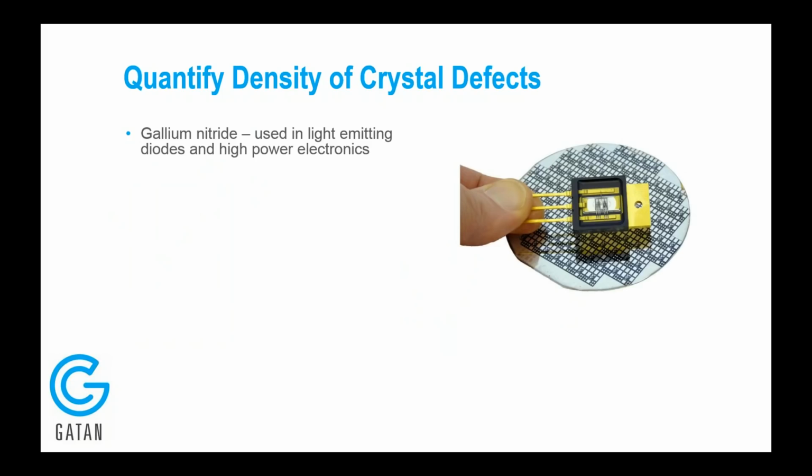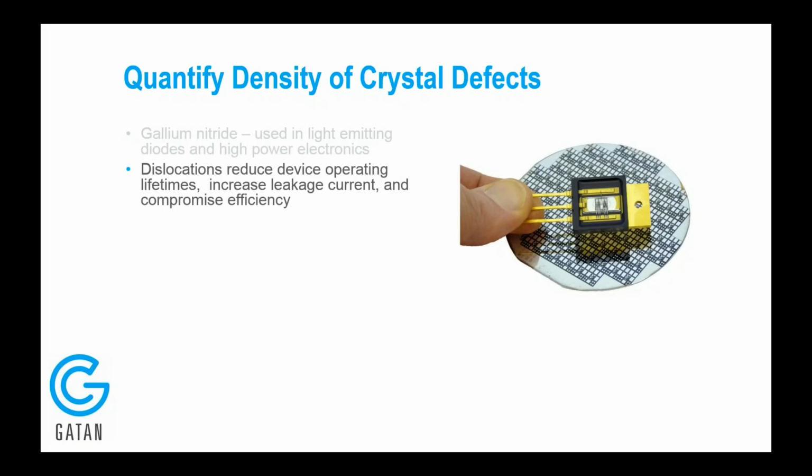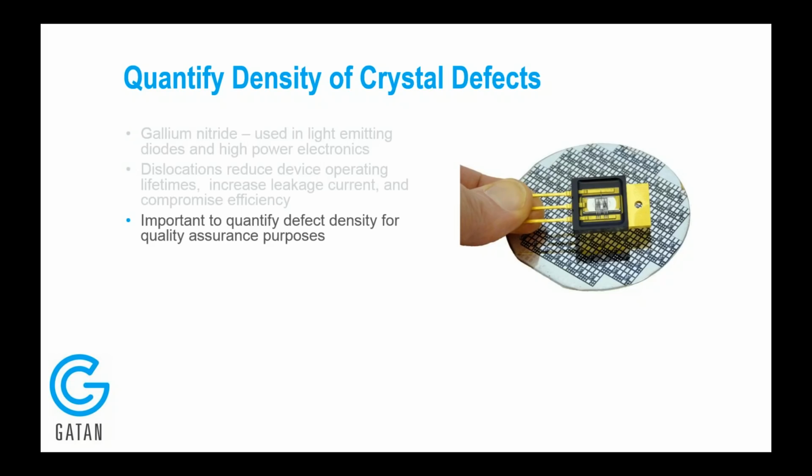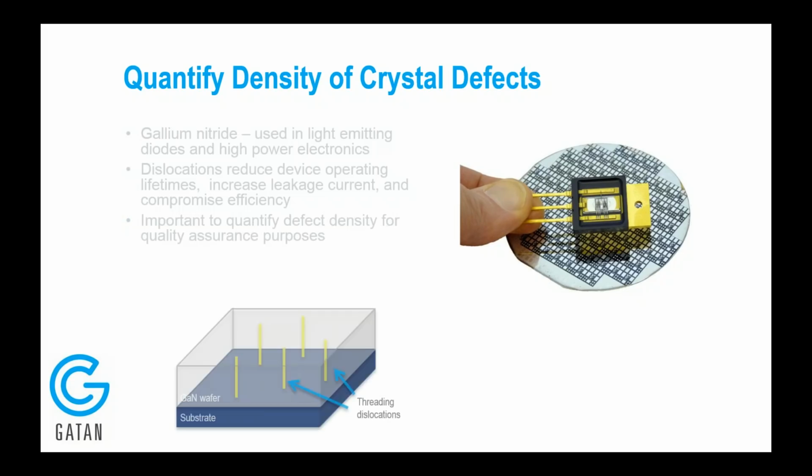Now, one of the materials where this is most commonly employed is gallium nitride. Gallium nitride is a compound semiconductor that's used widely in light-emitting diodes and high-power electronics. It contains a lot of dislocations, and they are very bad for device performance in many different ways. But for quality assurance purposes, and to make sure that devices are going to exceed the design targets that we have for a device, it's important to be able to quantify the defect density. And we can do that using CL.